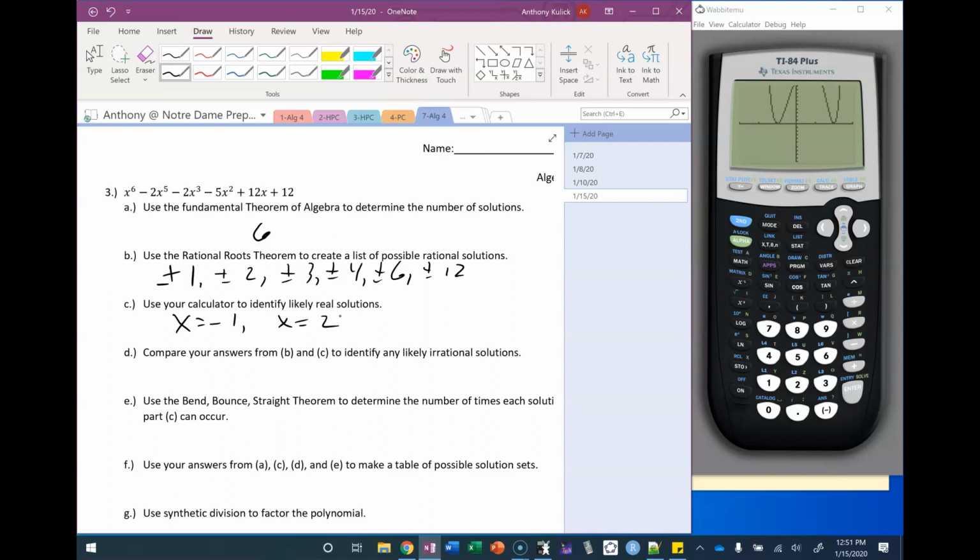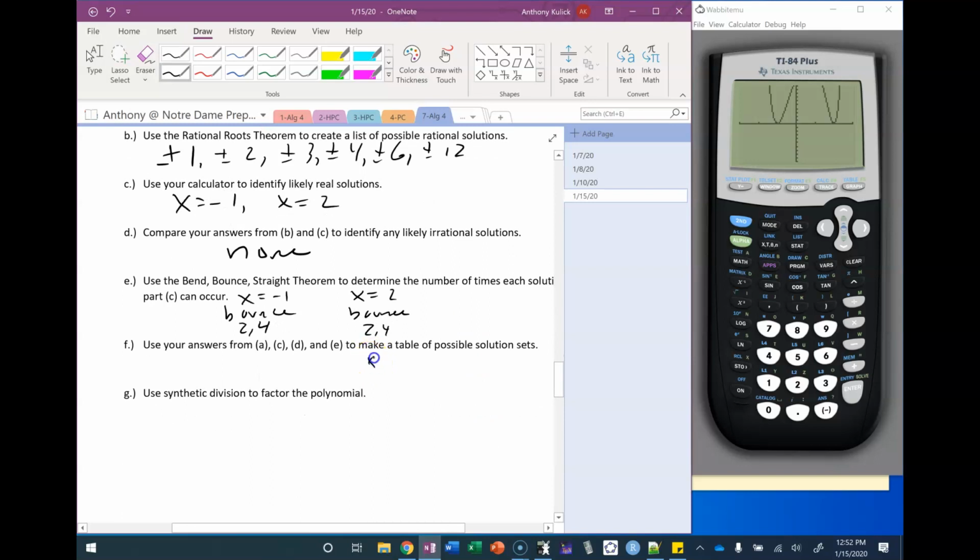Are any of these irrational? No. How do you know? Both of those answers are on our list, right? Okay. So what is negative 1? Bend, bounce, or straight? How about positive 2? Bend, bounce, or straight? Okay, both bounces. How many times can bounces be used? An even number of times, so 2, 4. Can it really be 6, though? Not if there's 2 sets of them, right? Okay.